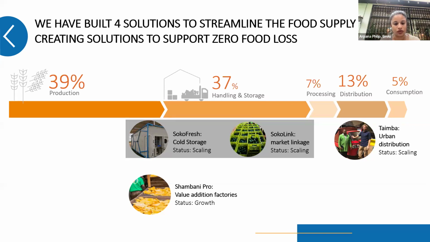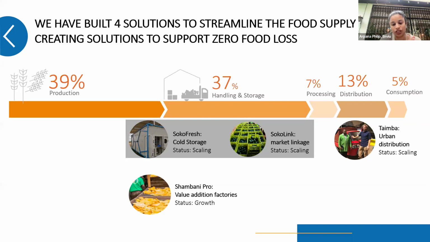And the other 2 are also companies that are now in the stage of, well, Timeba is scaling and Shambani Pro is getting ready to grow. So just to give you some context, to solve post-harvest loss, we saw that we needed cold chain at farm gate.